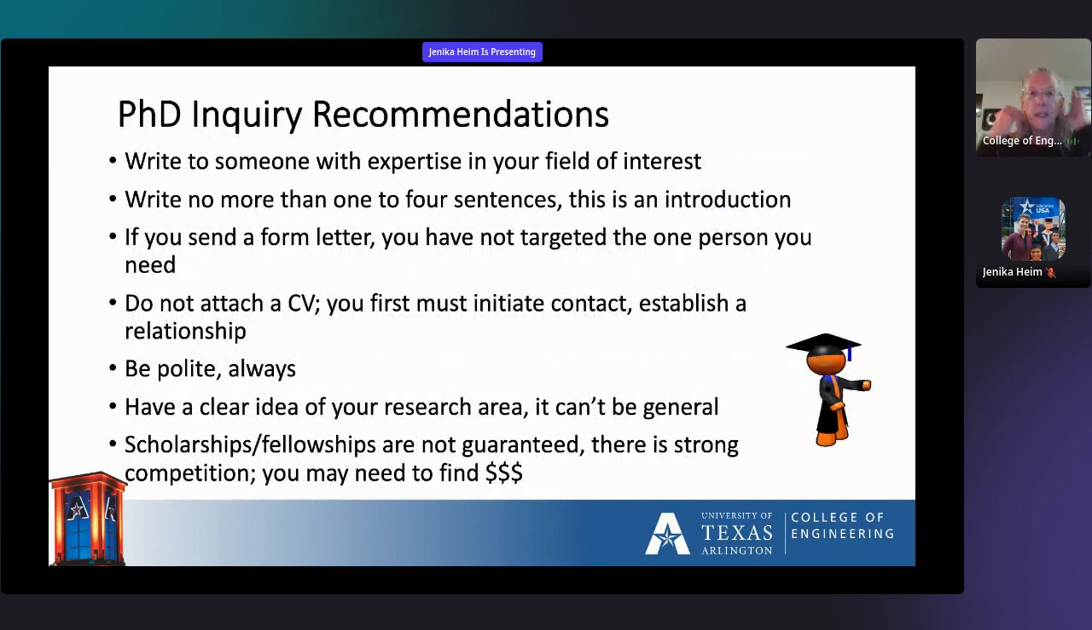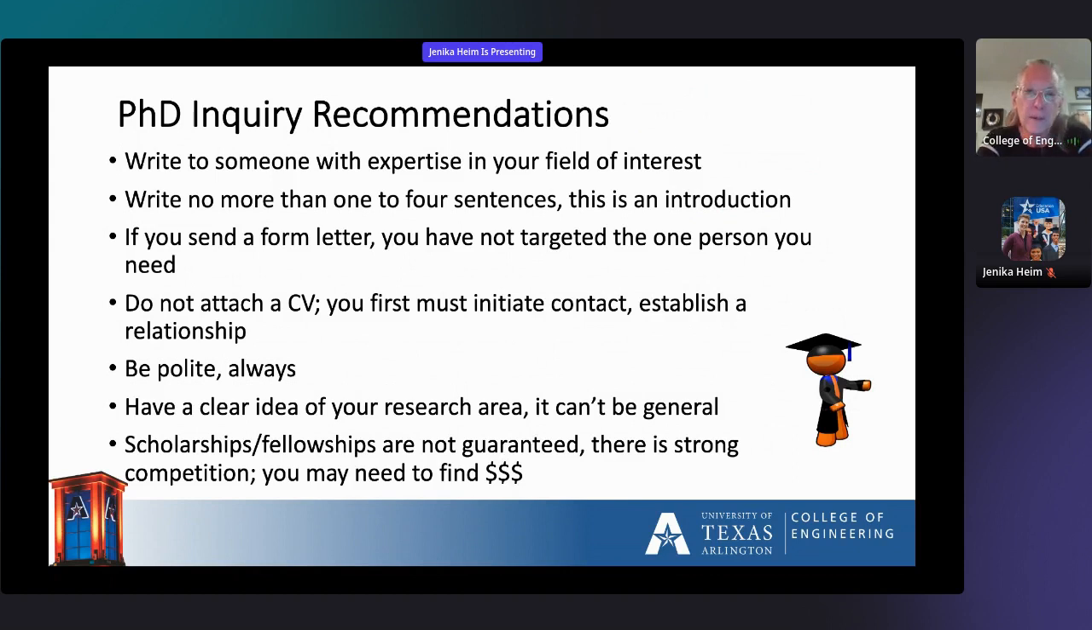So for PhD inquiries, you are welcome to write to someone with expertise in your field, but don't make it more than 1 to 4 sentences. This is just an introduction. Hi, my name is Lynn. I'm interested in studying bioengineering at the PhD level. I understand there's a faculty member who is in my area of expertise, which is improving X-ray machines, and I'd very much like to have a conversation with them. Please tell me how to make that happen. Thank you. Very concise, very sweet, very kind.